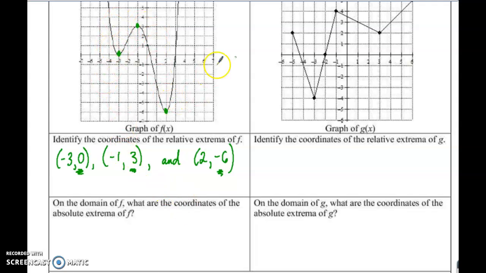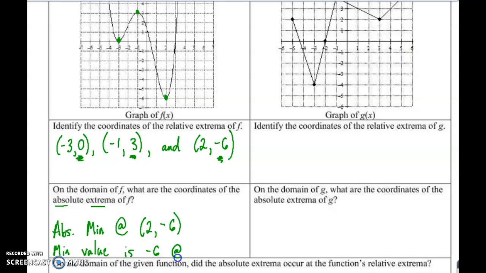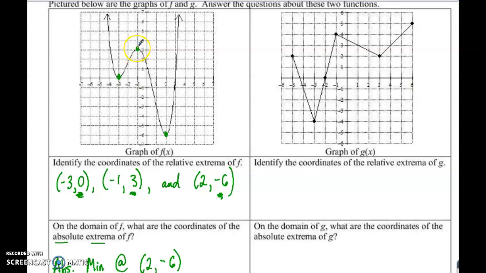As we look at these three points, we do have an absolute extremum. There's an absolute min at (2, -6). Sometimes you'll hear me say the absolute min value is -6 at x equals 2. What about an absolute max? Well, there is one relative max, but it's not the absolute highest on the graph. It does go infinitely up.